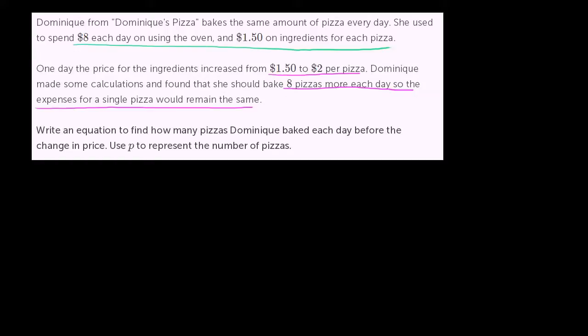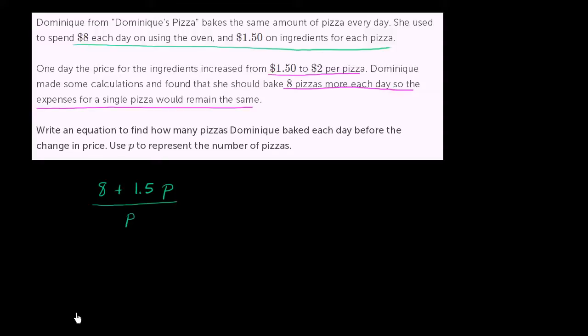So before, we're going to use P to say that's the number of pizzas she baked per day before the change in price. So before the change in price, on a given day, she would spend $8 on the oven and then $1.50 on ingredients for each pizza. So $1.50 times the number of pizzas. This would be her total cost on all the pizzas in that day. It's the oven cost plus the ingredients cost. So if you wanted this on a per pizza basis, you would just divide by the number of pizzas.